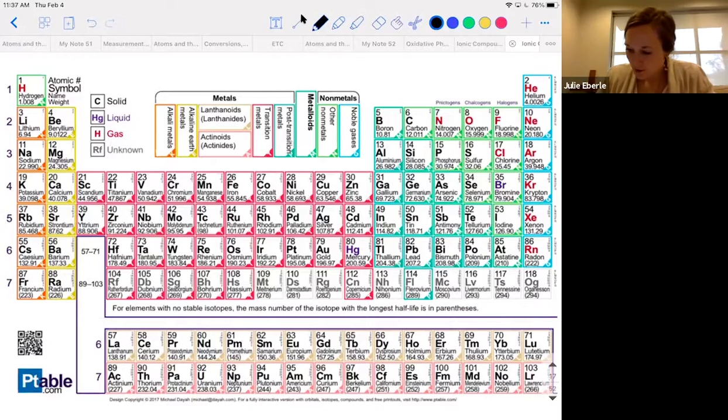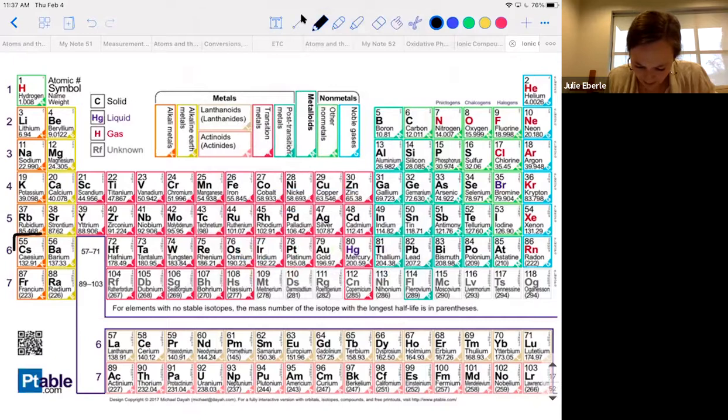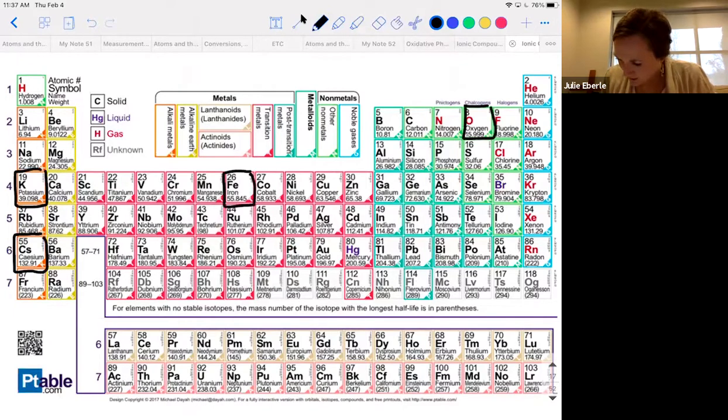So if we're gonna circle these, I'm gonna make this a little bit thicker. Here is cesium, right? Here, potassium is above it. Then you go over to the right, there's iron, and then there's oxygen, okay? So remember, ionization energy, as you go down, it decreases, which means as you go up, it increases.